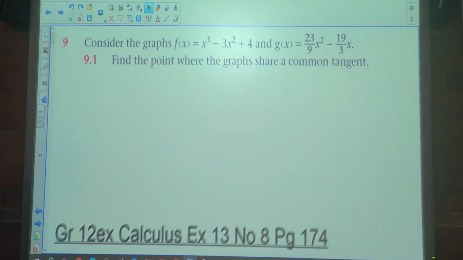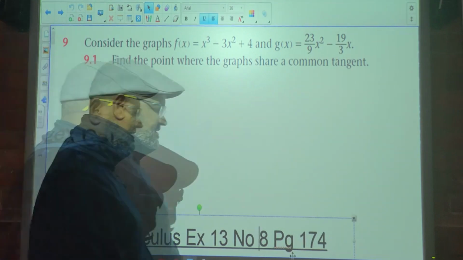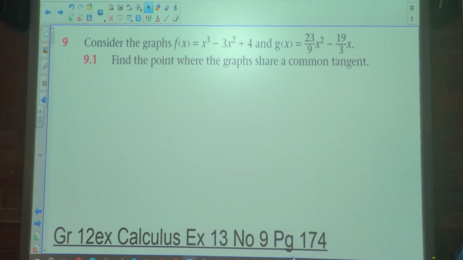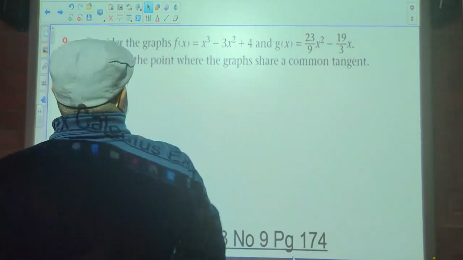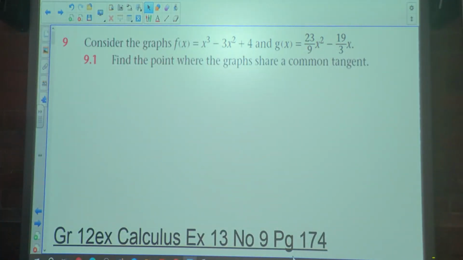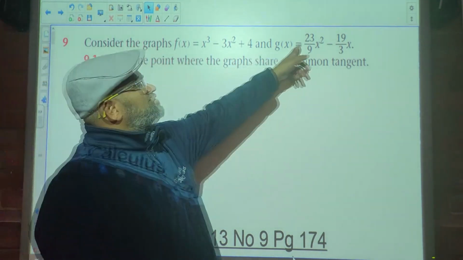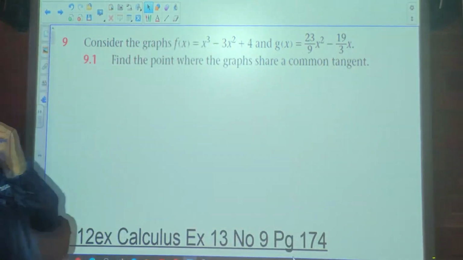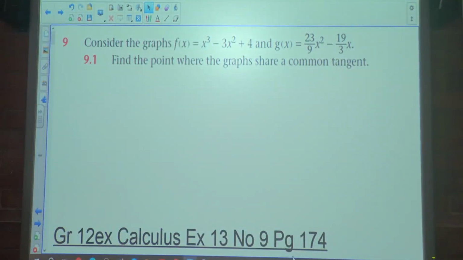Right, question 9 of exercise 30. Okay. We are told to consider the graphs of f of x equal to x cubed minus 3x squared plus 4, and g of x, so this is a cubic function, g of x equal to 23 over 9 x squared minus 19 over 3 x, and that is your quadratic function. Find the point where the graphs share a common tangent.